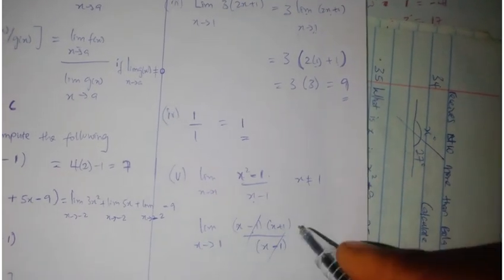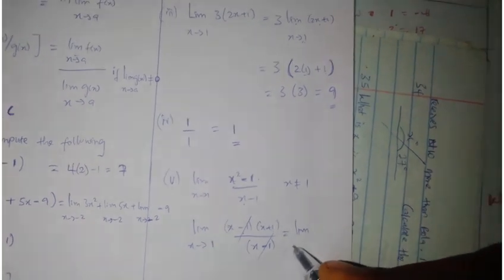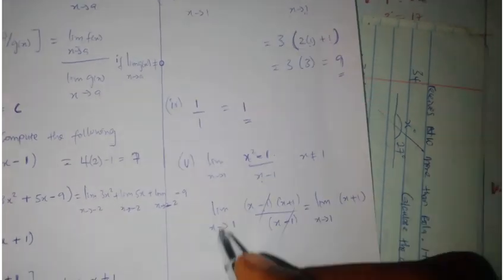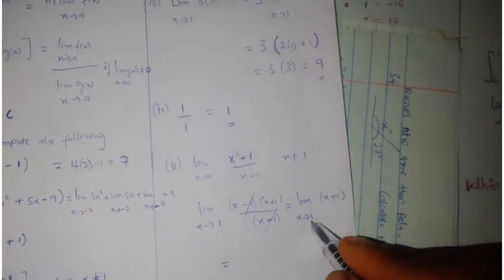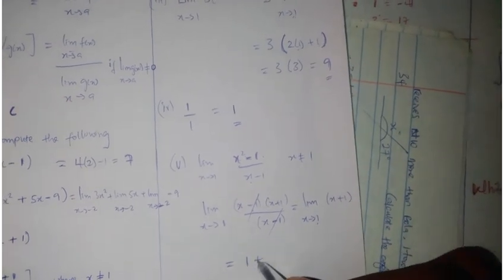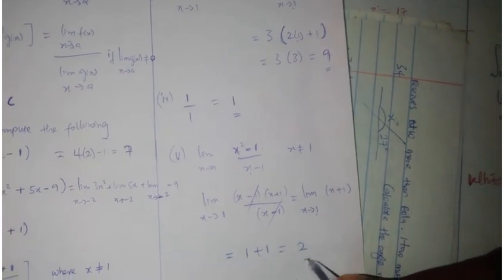Now from here, what happens? This cancels out. I'm left with limit as x tends to 1 of x plus 1. In which case, using direct substitution now, what will I have? 1 plus 1, which is equal to 2. So my answer is 2.